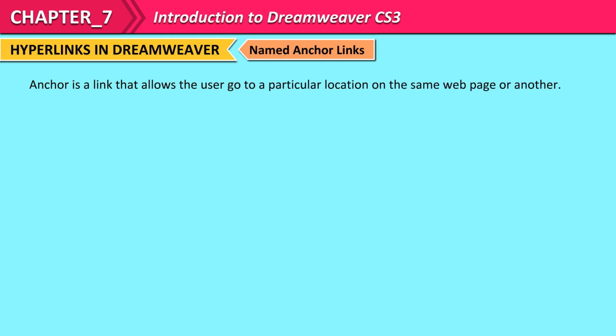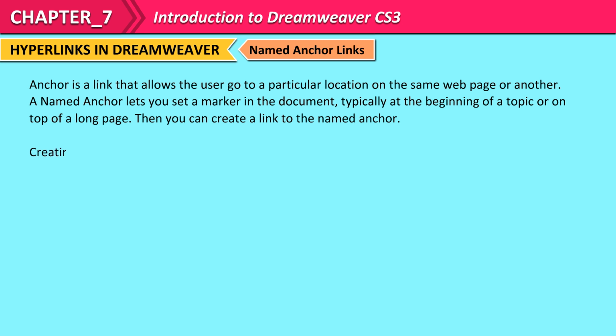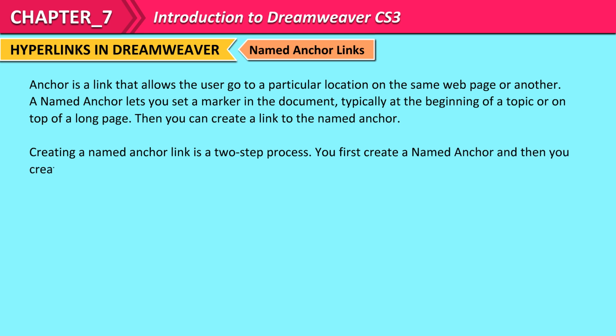Named anchor links. Anchor is a link that allows the user to go to a particular location on the same page or another. A named anchor lets you set a marker in the document, typically at the beginning of a topic or on top of a long page. Then you can create a link to the named anchor. Creating a named anchor link is a two-step process. You first create a named anchor and then you create a link to the named anchor.